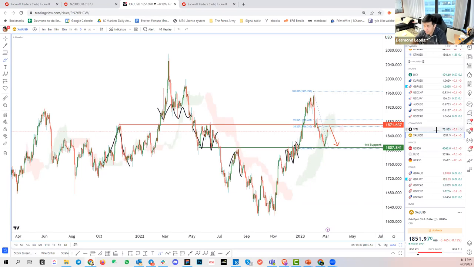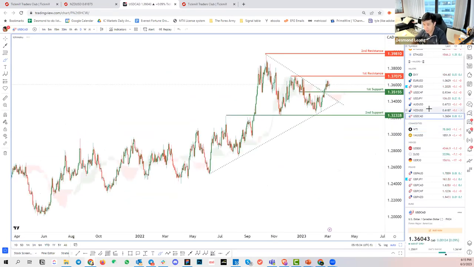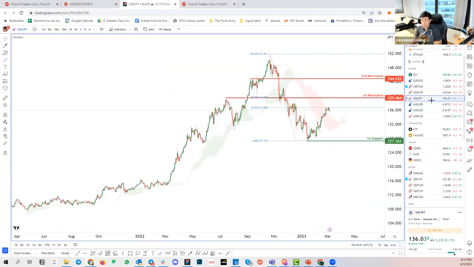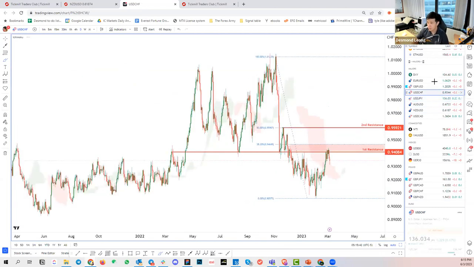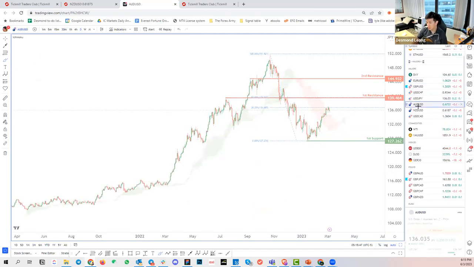now let's see if there's anything else we can take a look at. WTI, nothing much. Dollar CAD, nothing much. Kiwi dollar, I explained to you guys already. Dollar yen, a little bit. Euro dollar, nothing much.